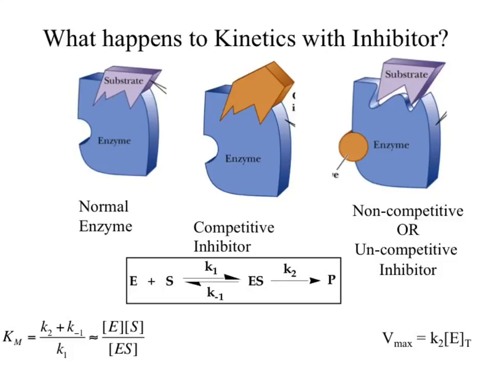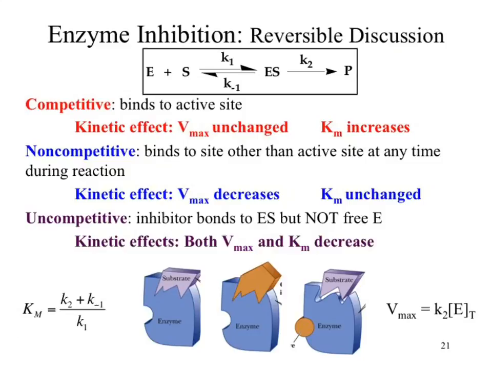Non-competitive and uncompetitive. I actually forgot to put the definitions here, so let's take a look at these. Non-competitive binds to a site other than the active site at any time during the reaction. Okay? So what we're saying is that our inhibitor can bind either here or here. In both cases, it prevents the formation of product. Okay? It just shuts that down. In the case of uncompetitive, the inhibitor binds only to the enzyme substrate complex, but not to the free enzyme.